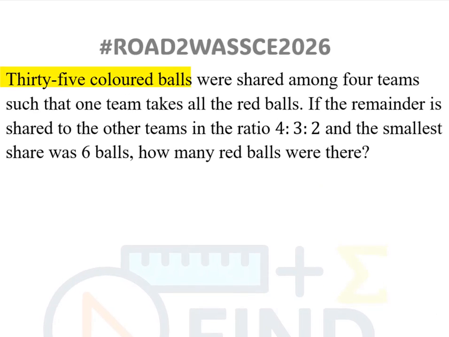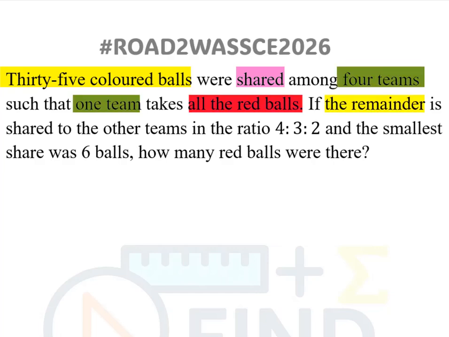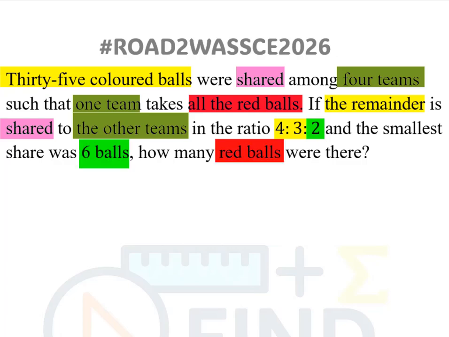Let's try this question. 35 colored balls were shared among 4 teams such that one team takes all the red balls. If the remainder is shared to the other teams in the ratio 4:3:2 and the smallest share was 6 balls, how many red balls were there?